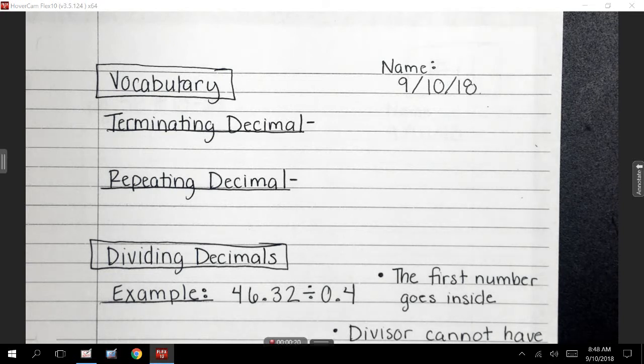I want to review real quick the vocabulary words that we had last week. Raise your hand if you can tell me. What tells you the location of a digit in a number? What tells you where a digit is located in a number? Logan? Place value. So that's one of our vocabulary words.